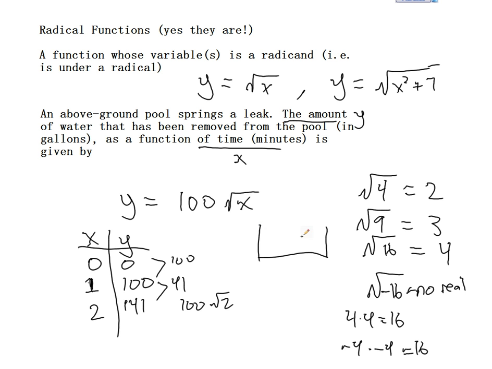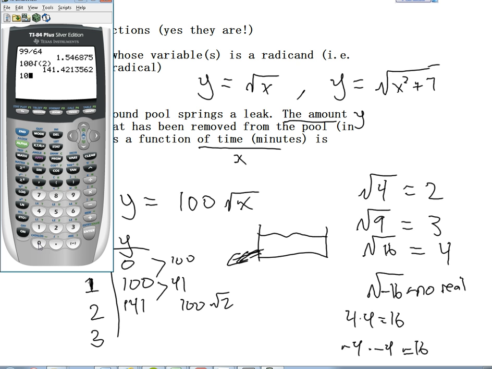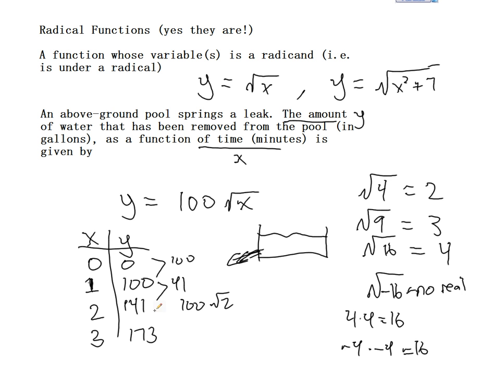You can probably justify this by saying, okay, there's gravity, and if you have a leak in here, then initially, since there's more pressure, water will probably exit at a faster rate. And eventually, that rate will become a little bit slower, so less water will leak out. Now, over the third minute, we would take 100 times the square root of 3, giving us 173. So again, we've had a decrease in the rate of change.